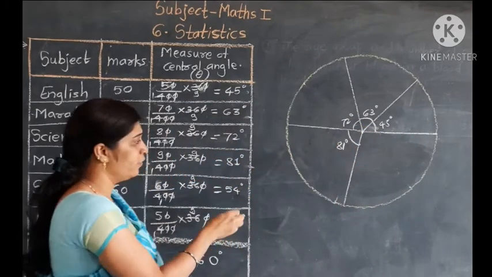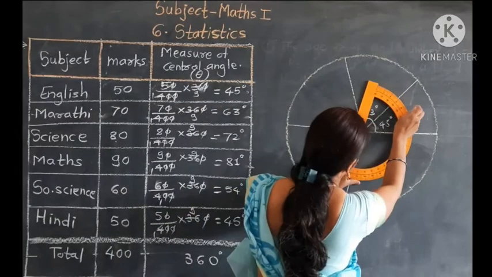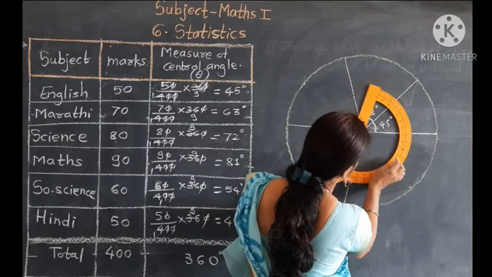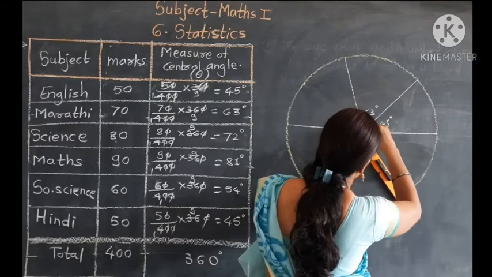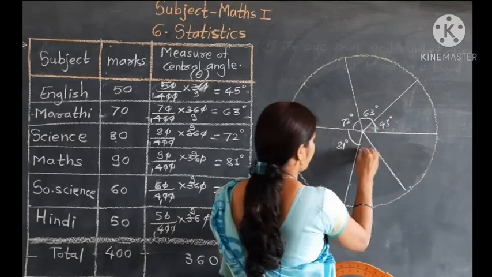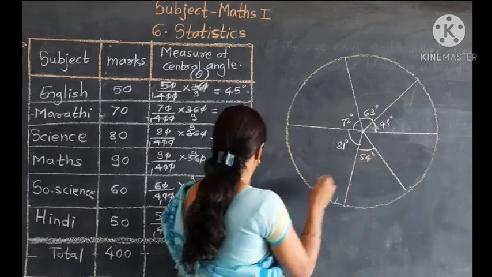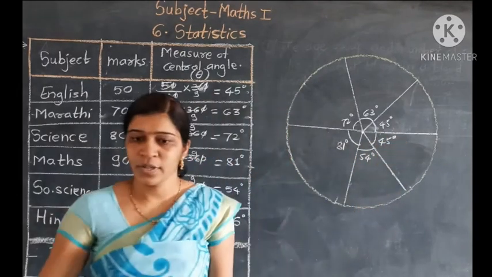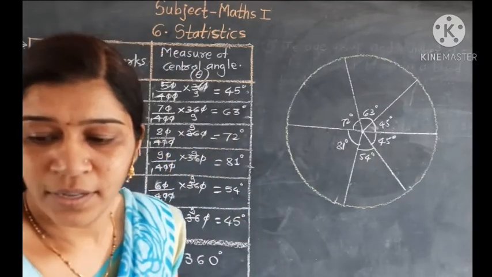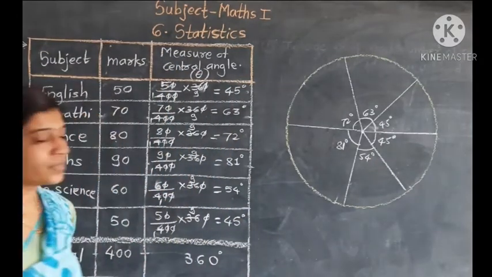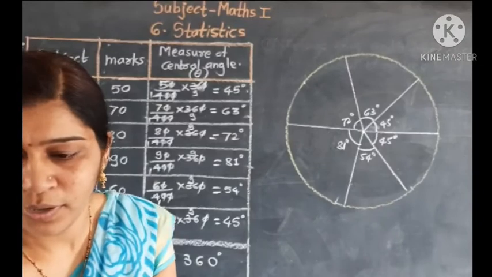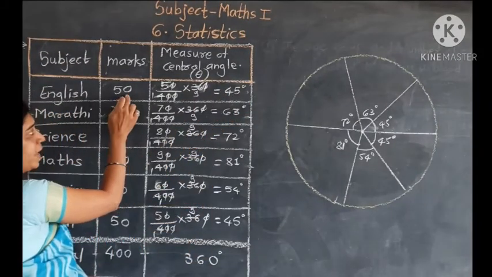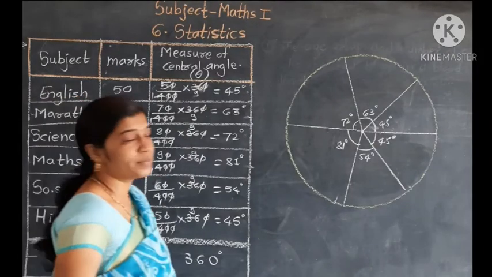Then 54 and 45. 54 first calculate. Draw angle of 54. And last angle is of 45 degree. Okay. And name all these angles. What is the given here? 45 degree angle is of which subject?